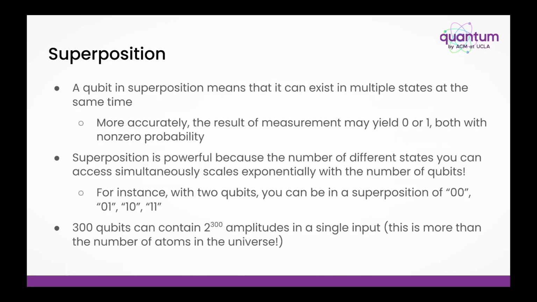You can see how powerful this is with as little as 300 qubits. Because with 300 qubits, you can create a superposition that contains 2 to the 300 different states. This is a stupidly massive number that is larger than the number of atoms in the universe.